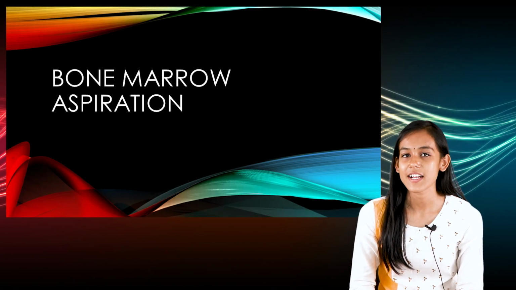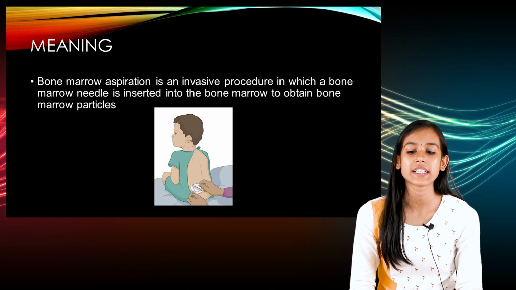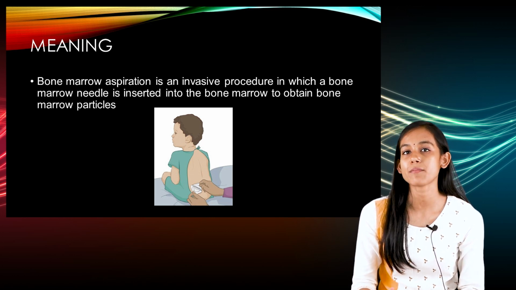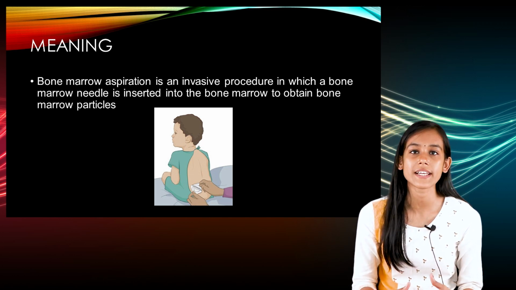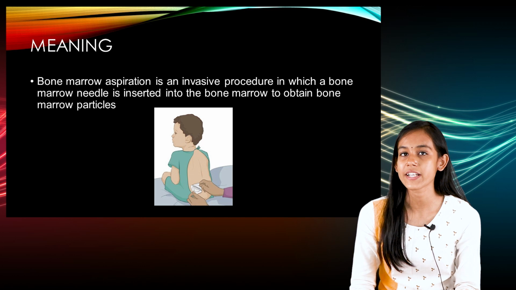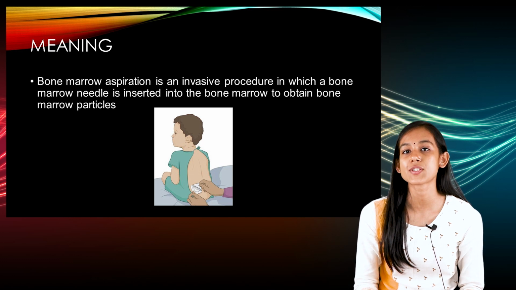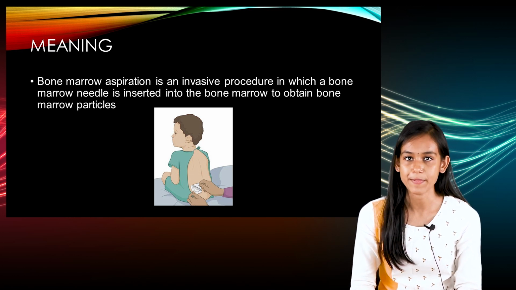First, let us understand the meaning of bone marrow aspiration. Bone marrow aspiration is an invasive procedure in which a bone marrow needle is inserted into the bone marrow to obtain bone marrow particles. Basically, we use a needle known as a bone marrow needle, and we insert it into the bone marrow of the patient, and we collect bone marrow particles. This is what we mean by bone marrow aspiration.